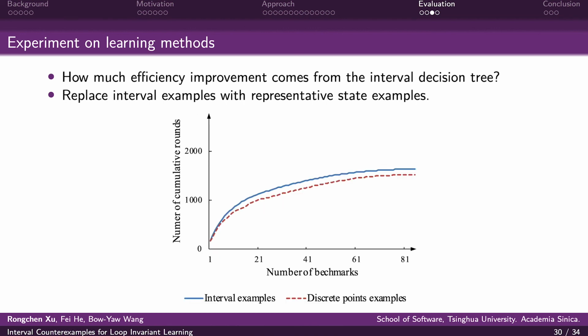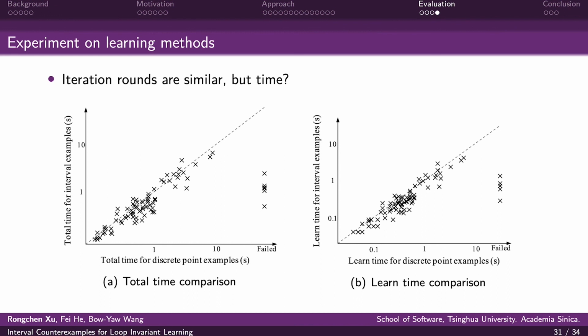It can be seen that on the total number of rounds, there is no particular difference between interval counterexamples and discrete program state counterexamples. However, does a similar number of rounds mean our interval decision tree brings no improvement? Of course not. We found the time difference between the two methods is quite significant. The distribution of total time and learning time is shown in the figure.